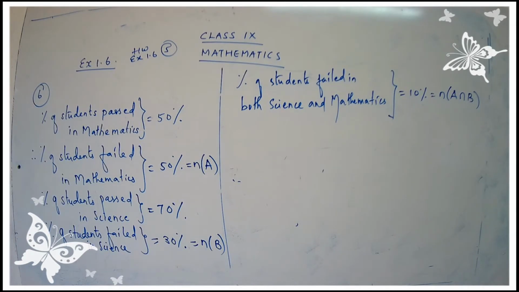So percentage of students failed in both science and mathematics is equal to 10%, which is n of A intersection B. So now I have got the value for n of A, n of B and n of A intersection B, and now you are going to find out n of A union B. Let's find out n of A union B here.